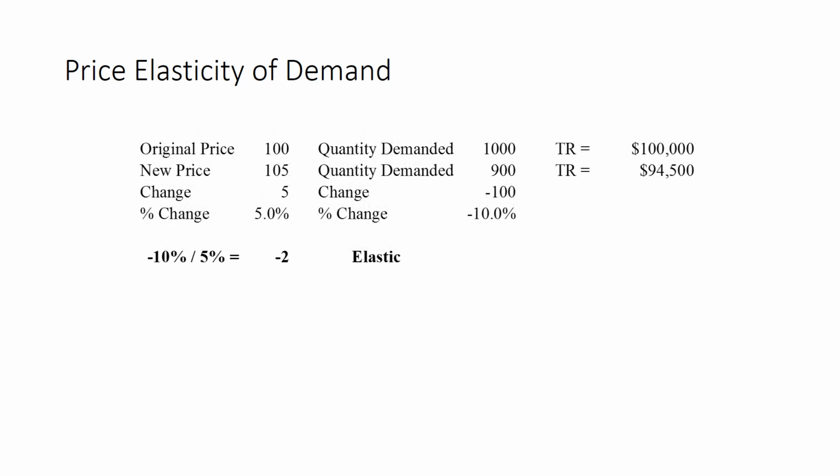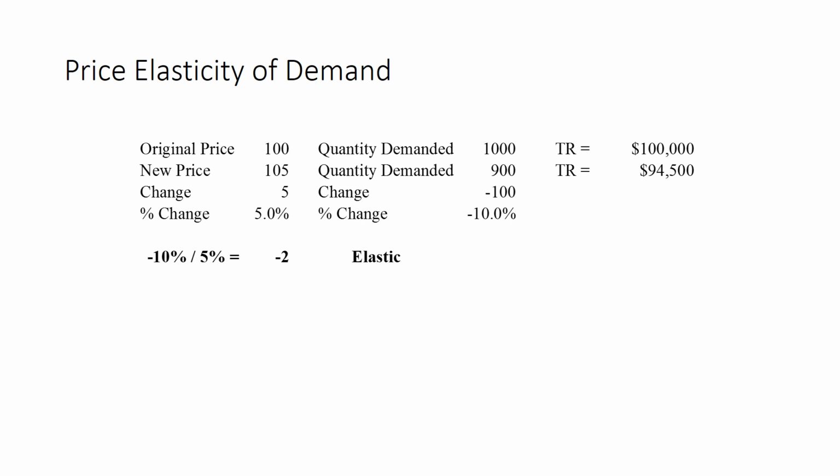Next, I change the numbers a little bit and the demand becomes elastic. The original price is $100, the quantity demanded is 1,000 units, and the original total revenue is 100,000. The new price is $105, and in this example, the demand drops a good bit to 900 units. So the $5 price increase had a big impact on demand. Total revenue drops to $94,500. The price went up and total revenue went down. They moved in opposite directions, so demand is elastic.